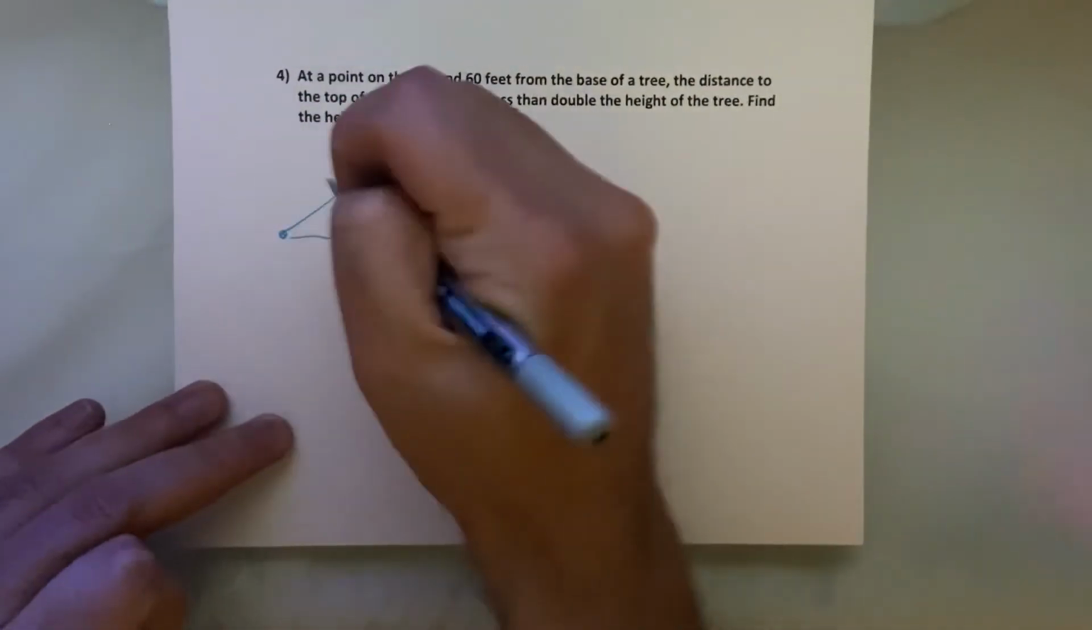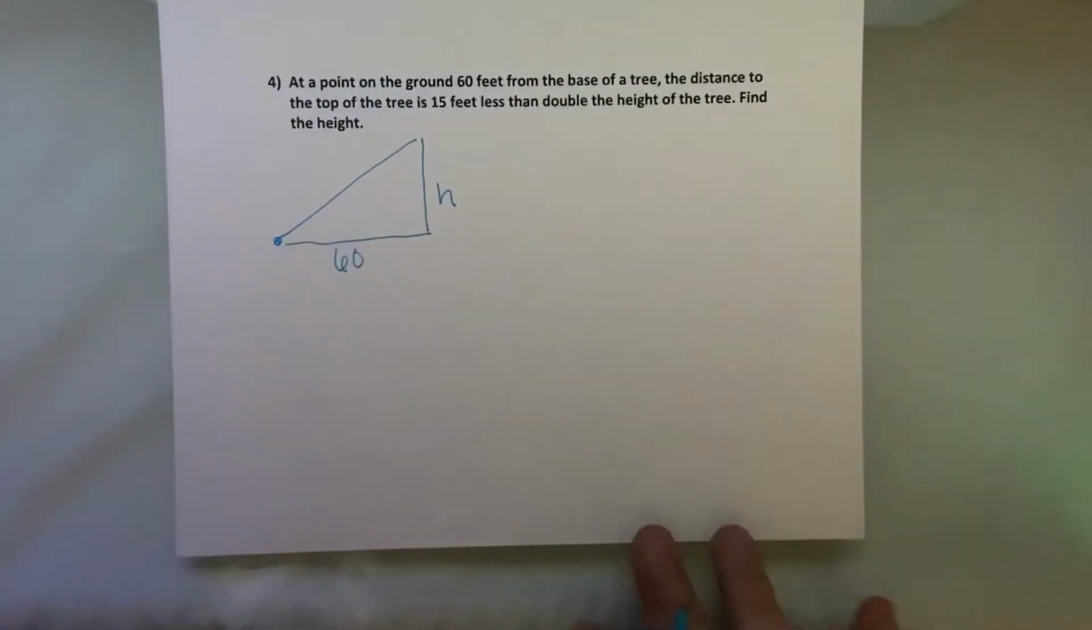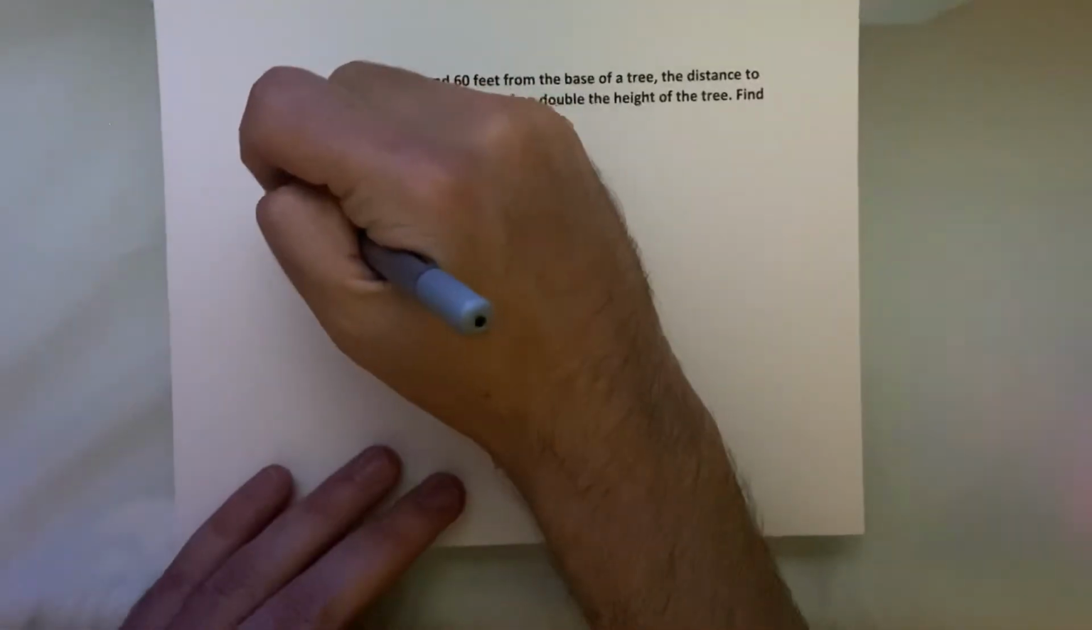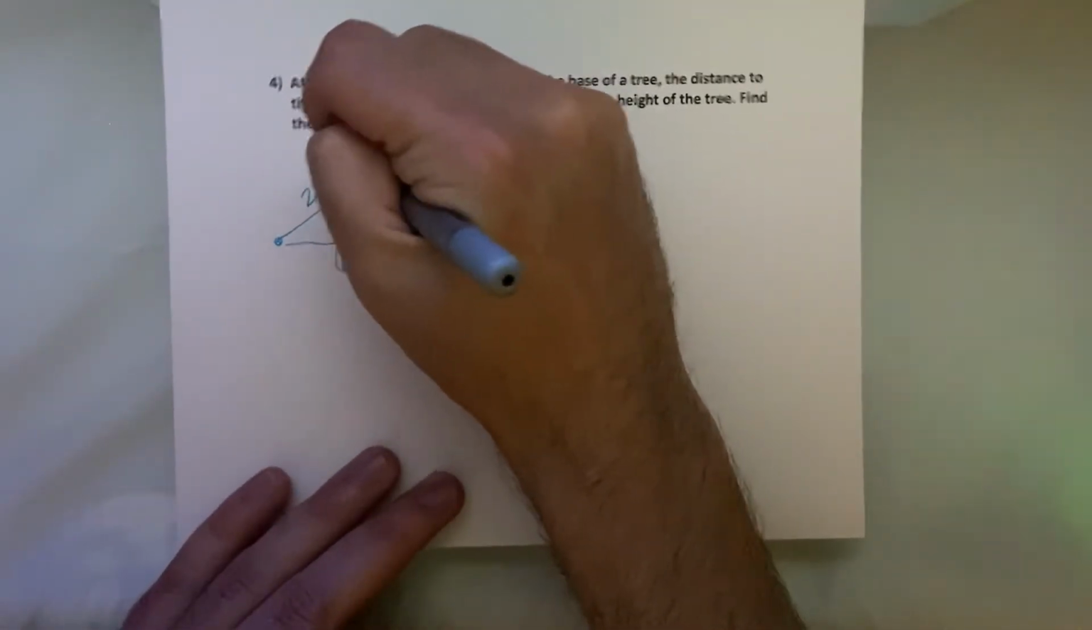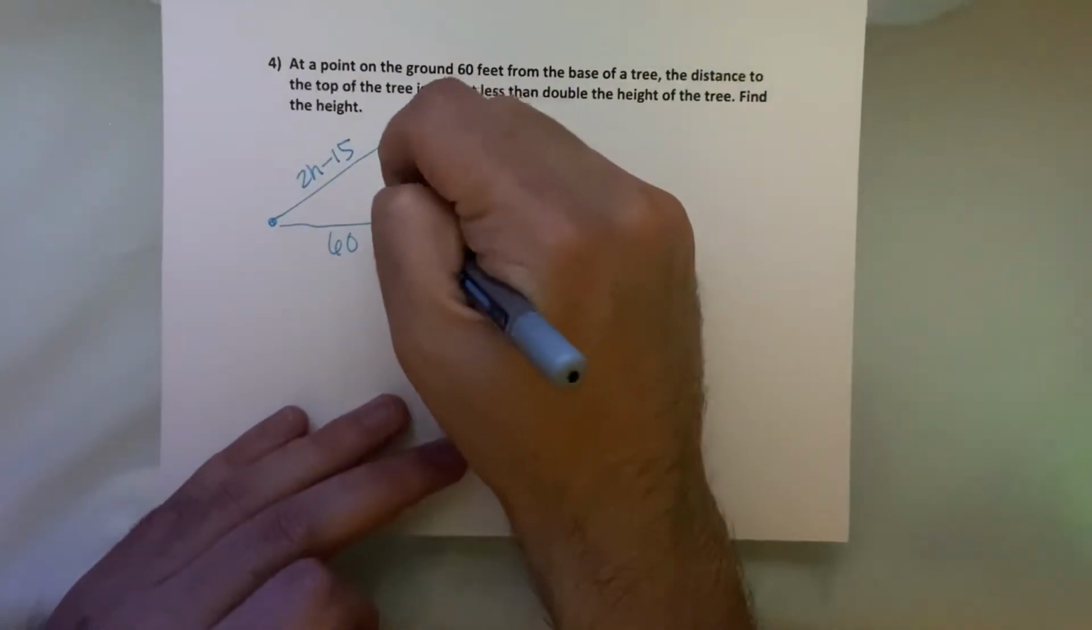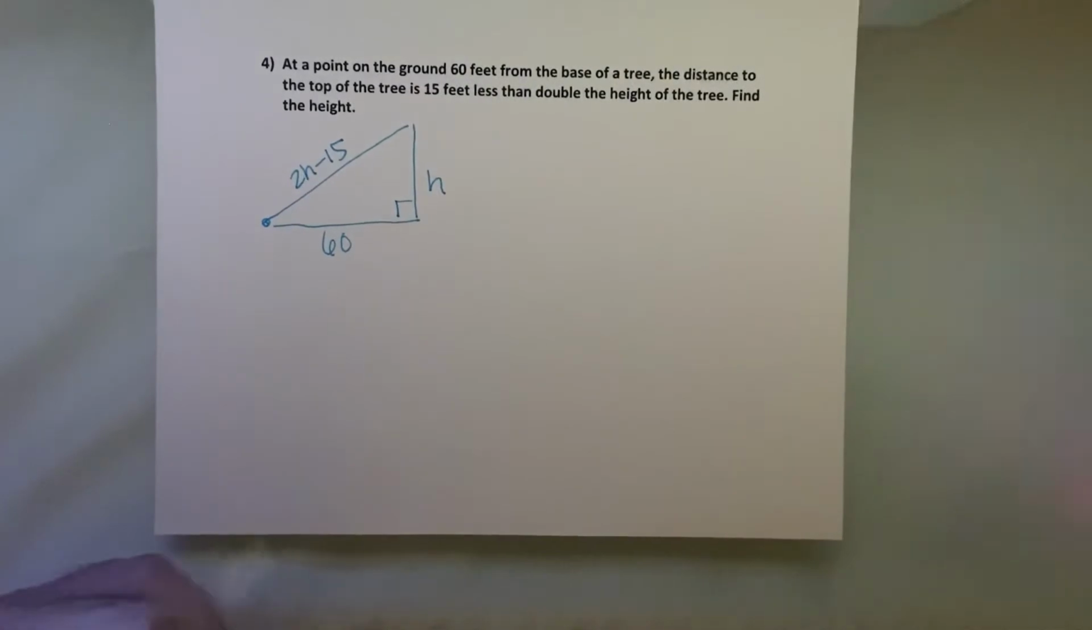Okay, so we've got a tree. You're 60 feet away. It says, from that point, the distance to the top of the tree is 15 feet less than double the height. So you have double the height minus 15. It wants you to find the height. So this is a Pythagorean theorem application.